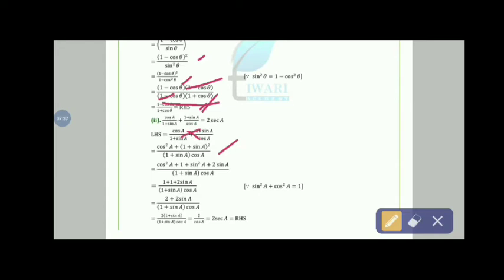On expanding this square, we have cos square a plus 1 plus sin square a plus 2 sin a over (1 plus sin a) into cos a. Now we know sin square a plus cos square a is equal to 1, so adding here, 1 plus 1 is 2, and we have 2 plus 2 sin a over (1 plus sin a) into cos a. So 2 is common here, and it can be written as twice of (1 plus sin a) over (1 plus sin a) into cos a. So 1 plus sin a cancels out, and we have 2 over cos a, which is equal to 2 sec a, which is equal to the RHS. So in this way we can prove this.